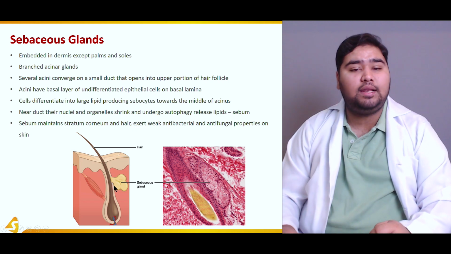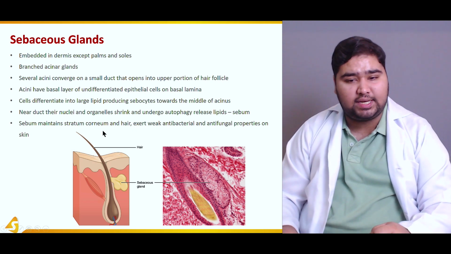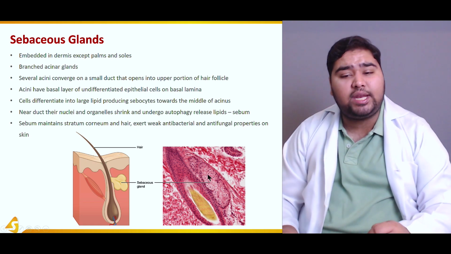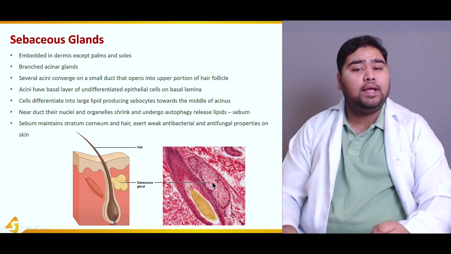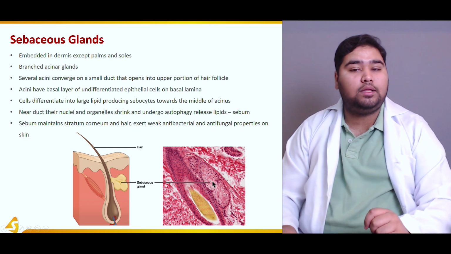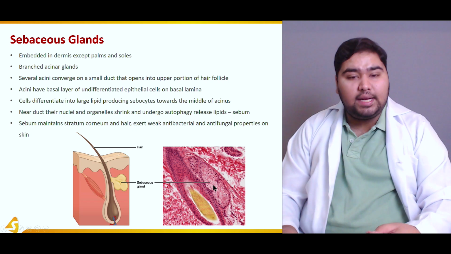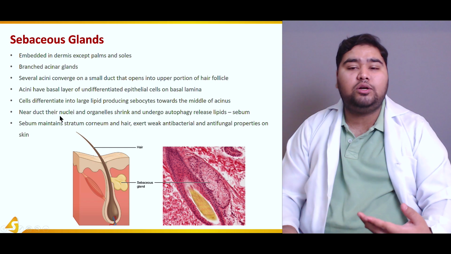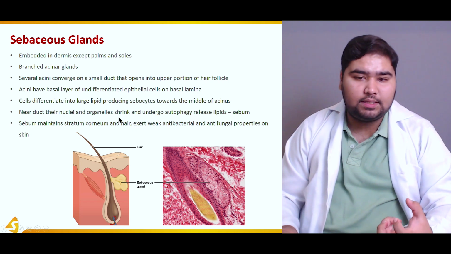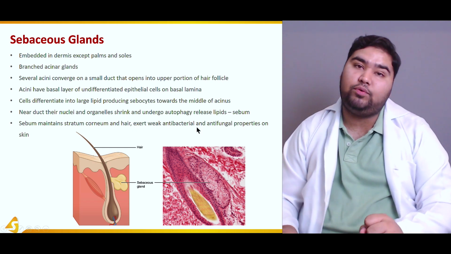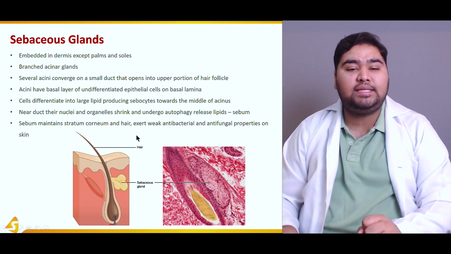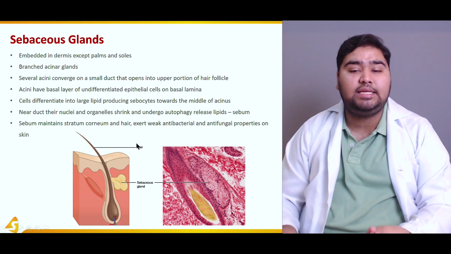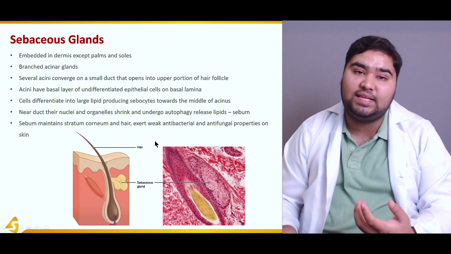Acini have a basal layer of undifferentiated cells. Cells differentiate into large lipid producing sebocytes towards the middle of the acinus. Near the duct, their nuclei and organelles shrink and undergo autophagy, releasing the lipids. These released lipids are known as the sebum. The sebum maintains stratum corneum and hair, and it exerts a weak antibacterial and antifungal effect on the skin.